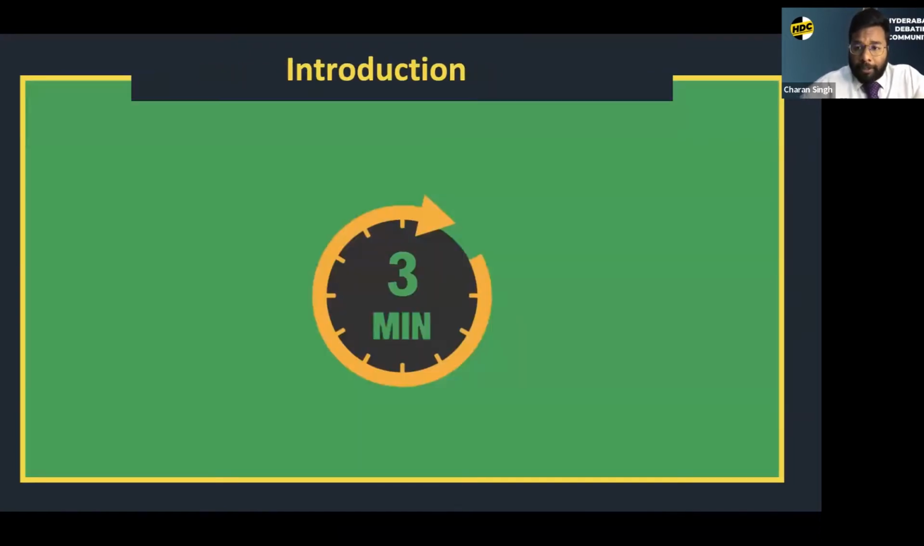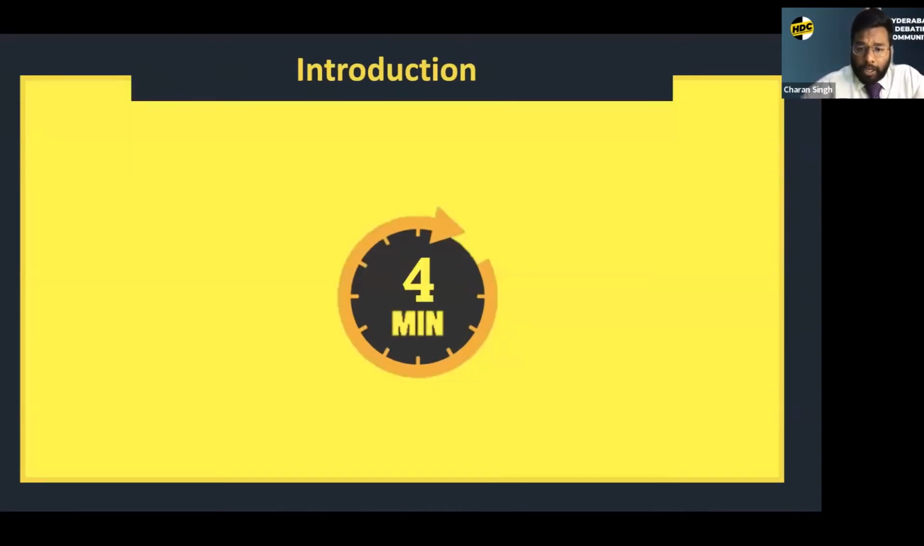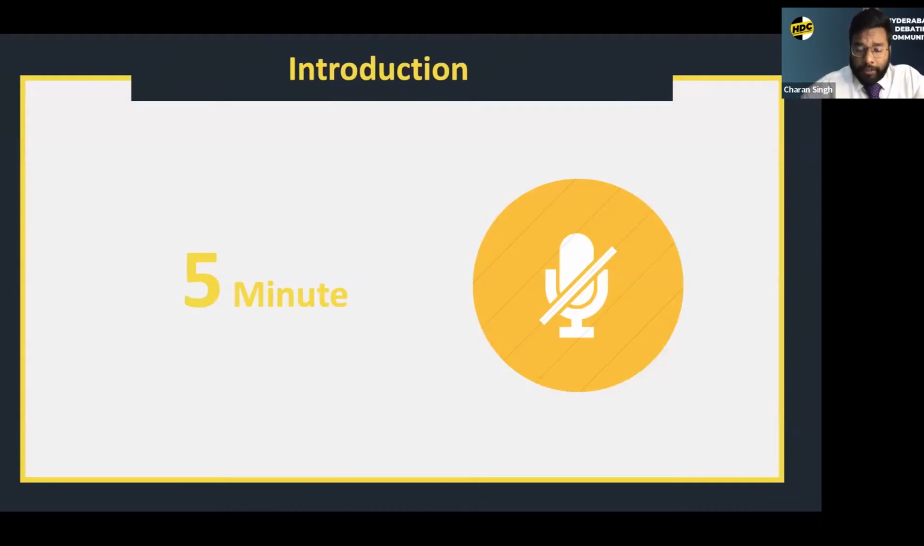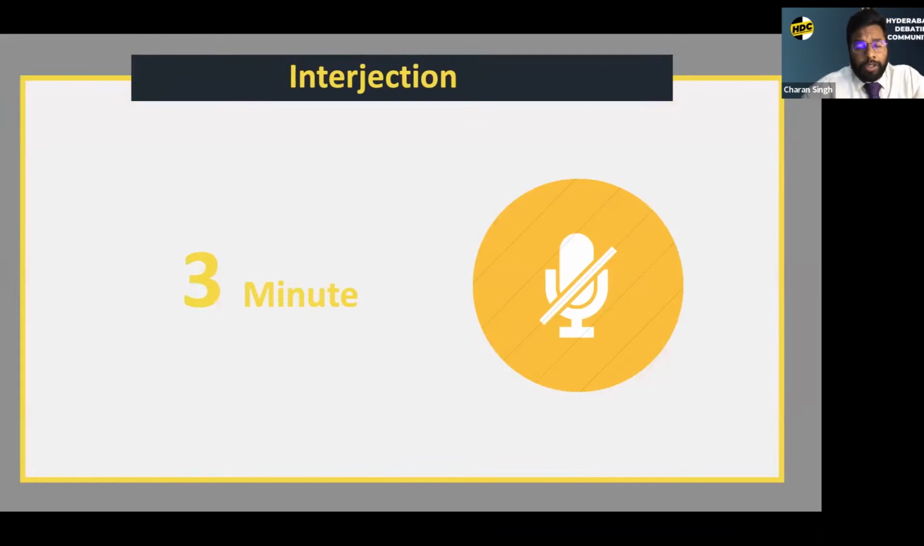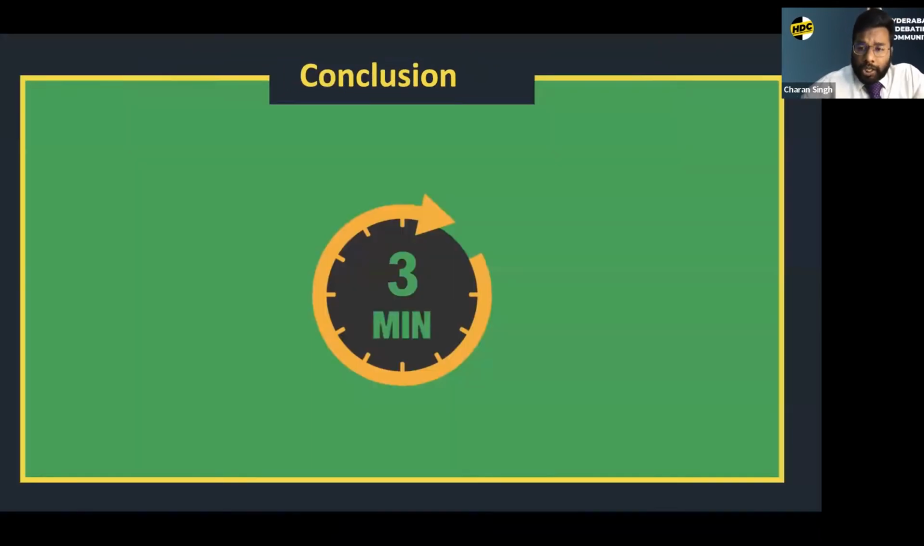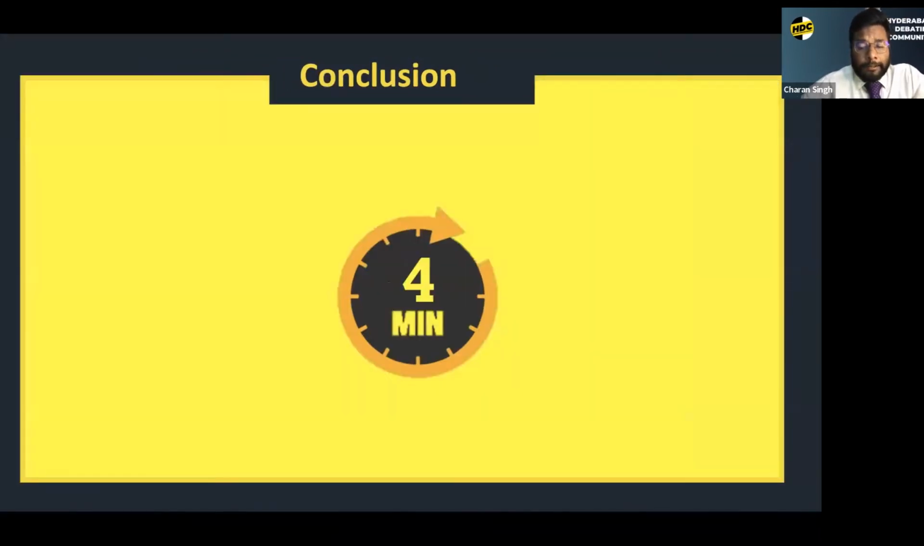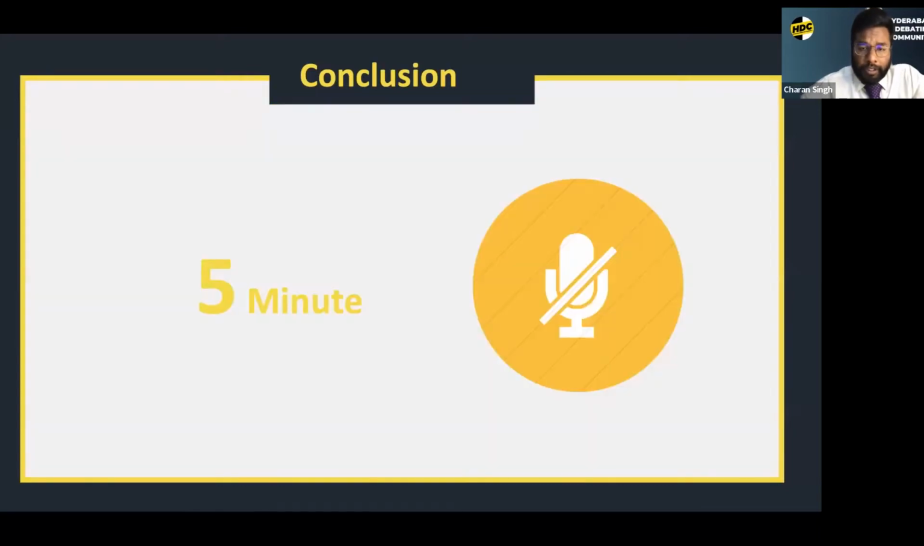Now, these are the timing rules, since we have made a few changes here and there. Introduction round will show green at 3, yellow at 4, and at 5 you will be muted. Interjection round: 1 green, 2 yellow, 3 muted. Conclusion round: 3 green, 4 yellow, 5 muted. That is how we are going to go about the timing, showing the timer cards.